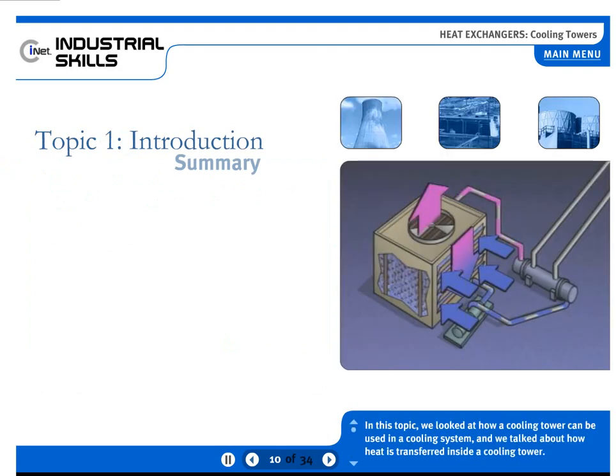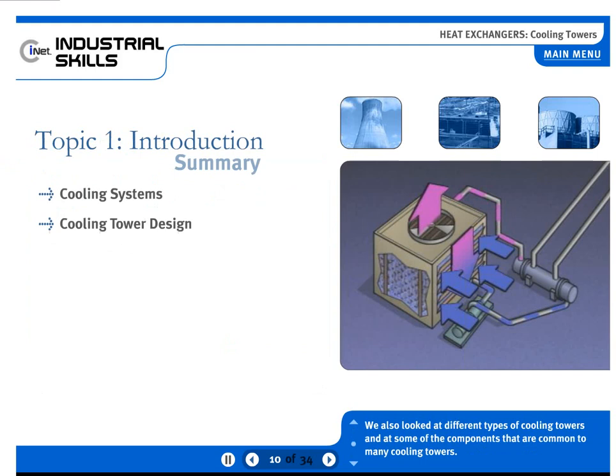In this topic, we looked at how a cooling tower can be used in a cooling system, and we talked about how heat is transferred inside a cooling tower. We also looked at different types of cooling towers and at some of the components that are common to many cooling towers. Now let's try some practice questions.